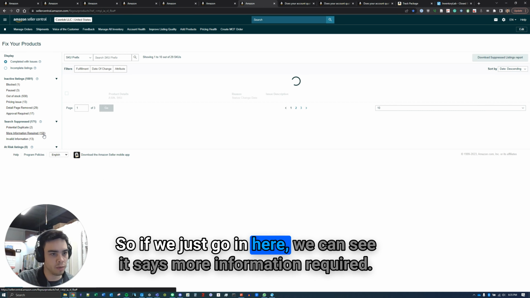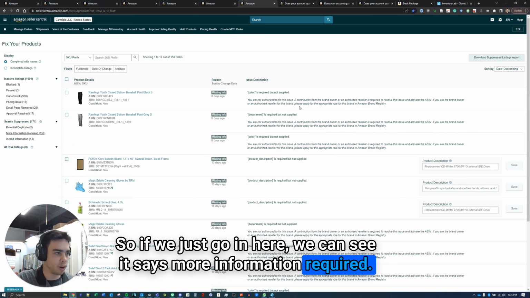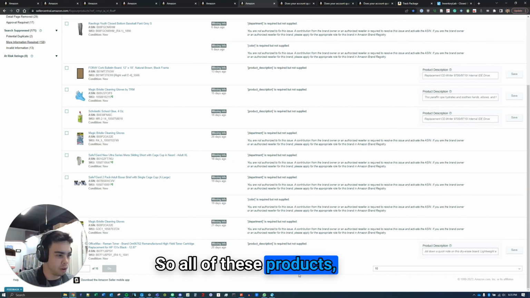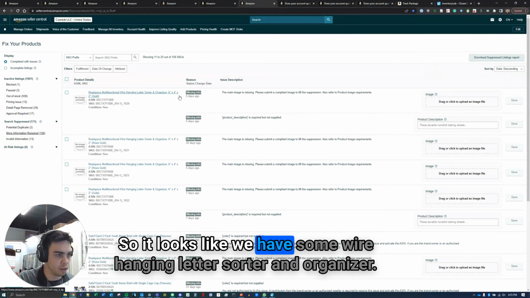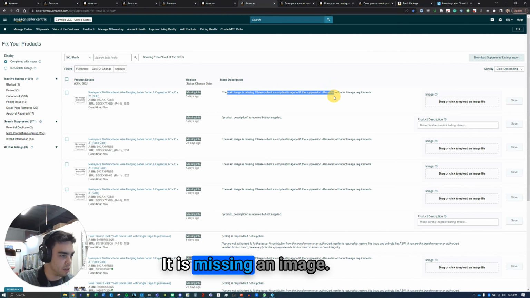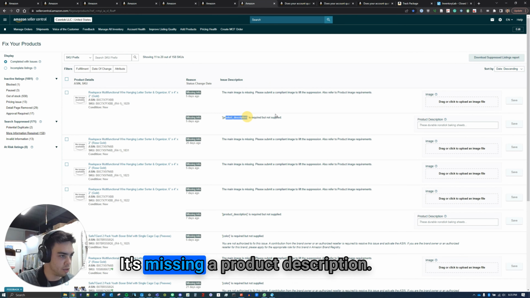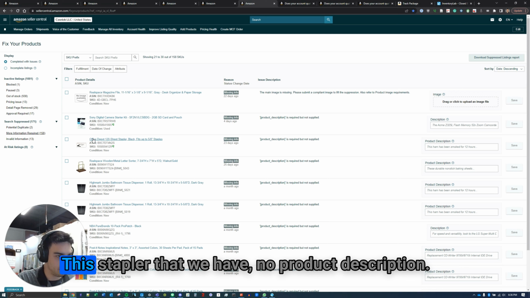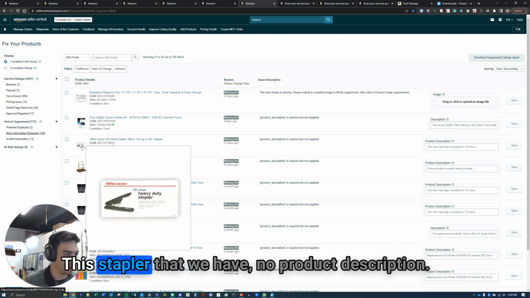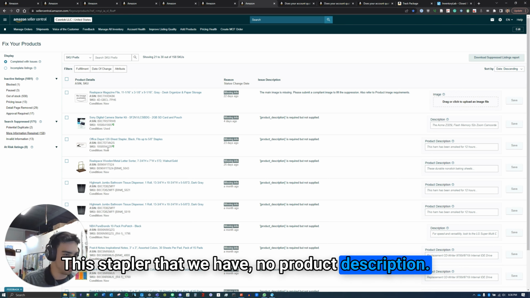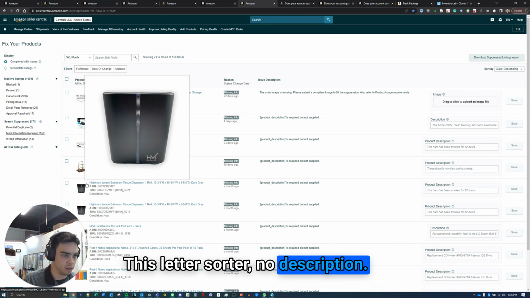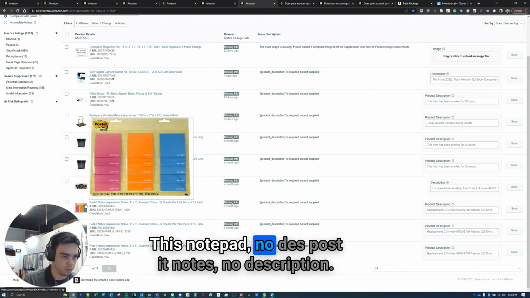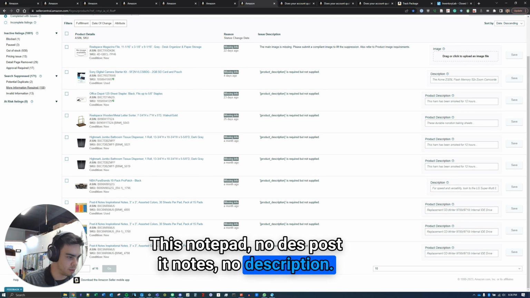So if we just go in here, we can see it says more information required. So all of these products, they need something. It looks like we have some wire hanging letter sorter and organizer. It is missing an image. It's missing a product description. This stapler that we have, no product description. It's not going to show up. This letter sorter, no description. No description. This notepad, no post-it notes, no description.